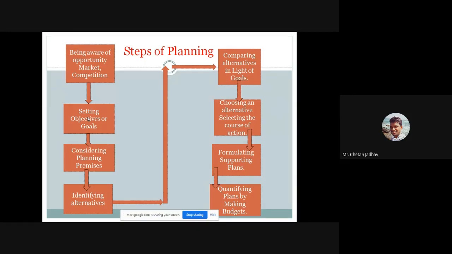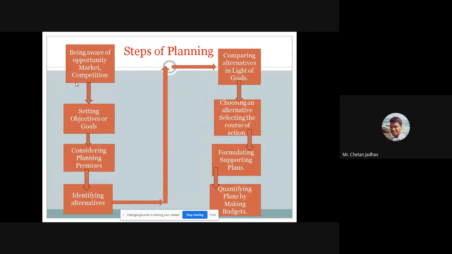And the next one, formulating supporting plans. After implementing the alternative plan, you have to formulate a support plan also, in case B. If plan A fails, then you have to be ready with the next supportive plan. Okay, so after completion of implementing the plan, taking corrective action if anything goes wrong, and then formulating those plans, the last one is quantifying plans by making budgets. After implementing and doing corrective action, the last is formulating all the supporting documents for those plans.